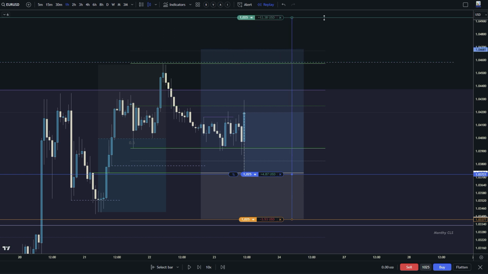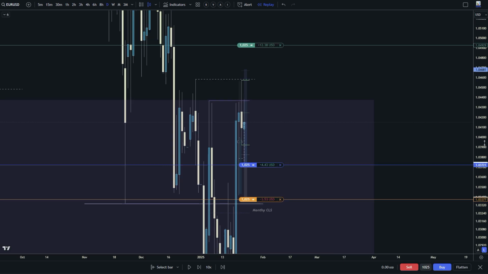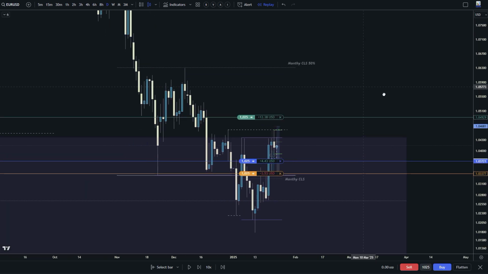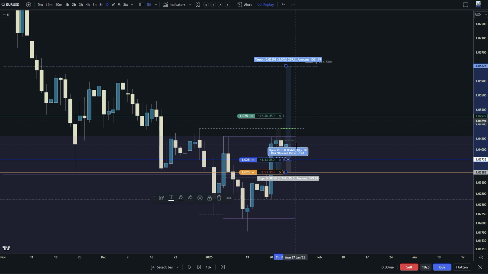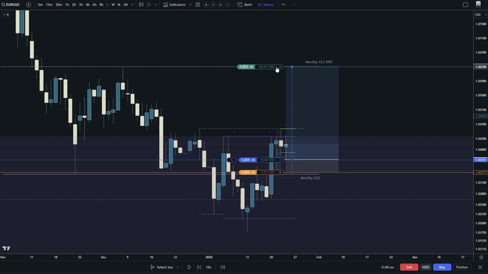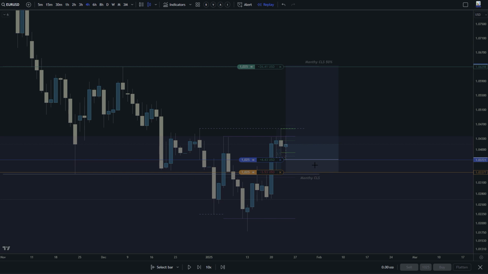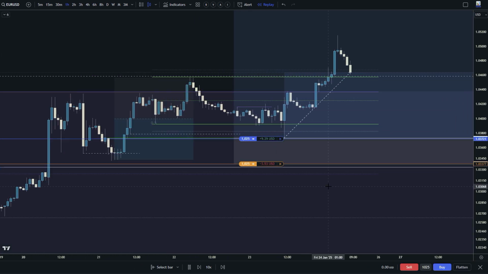But what I did, right? Because on the higher time frame, we have analyzed this CLS range, right? Monthly 50%. I am trying to hold the trade until the price reaches this level, right? So we will see how it will work. It's developing nicely.